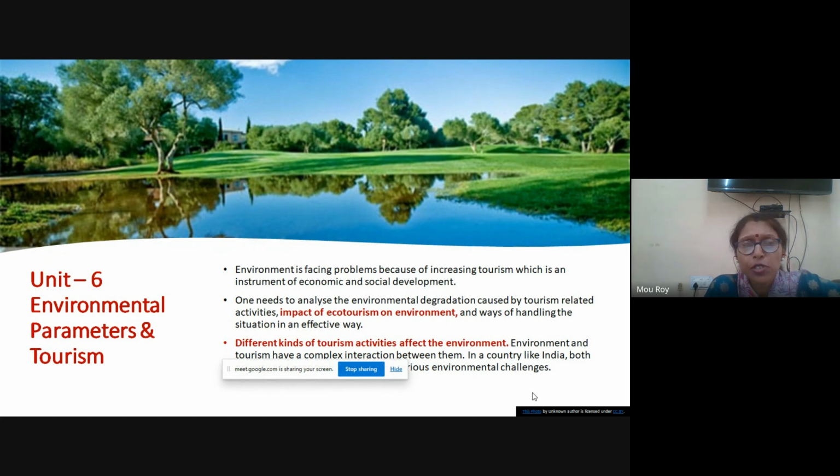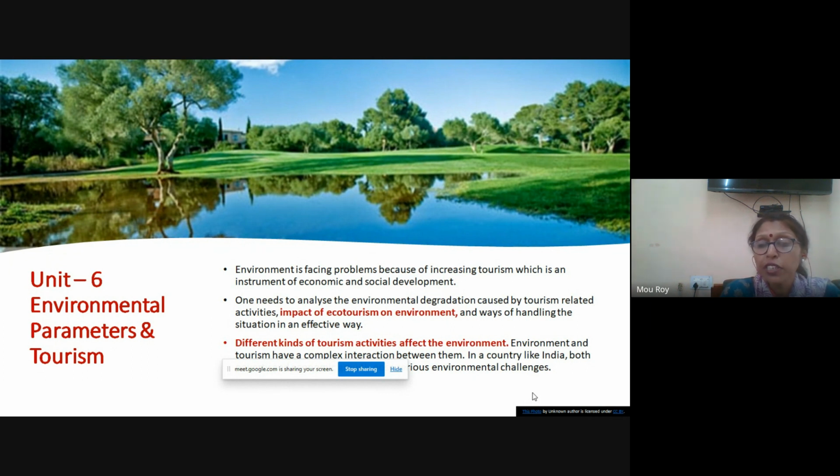There are many different types of tourism. We have religious tourism, wellness tourism, alternative tourism, adventure tourism, and educational tourism. Then we have ecotourism. Somewhere or the other, these types of tourism are affecting the environment, so we have to ensure that it doesn't.